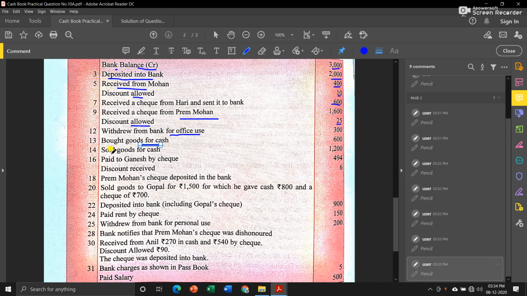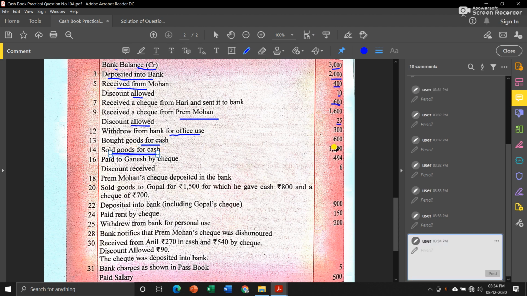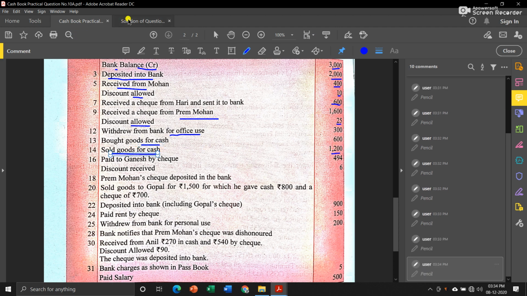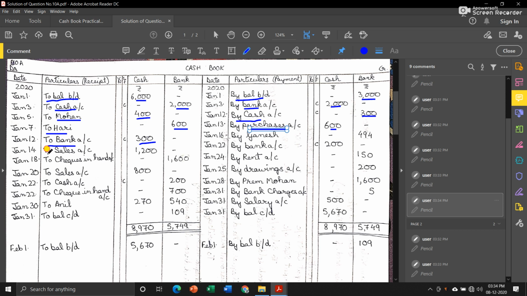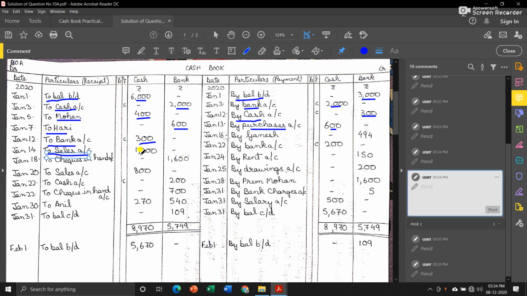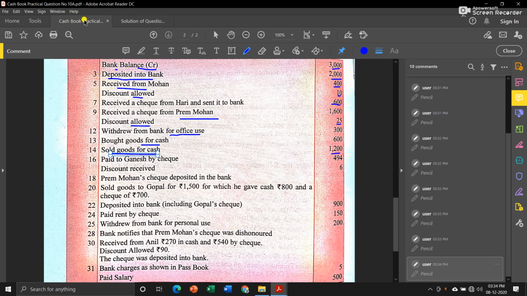The next on date 14 we sold some goods for cash rupees 1,600. That means we received cash. So on the debit side we will write to sales account in cash column we will write 1,200.